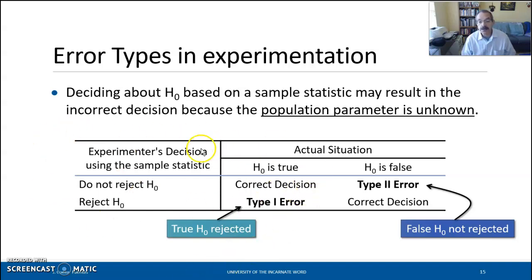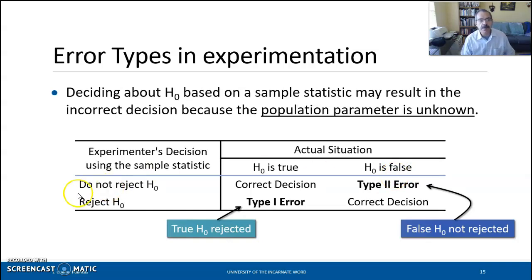This table summarizes the errors that we can commit when making a decision about a null hypothesis. Here on the left side of that table, we have the experimenter's decision based on the sample statistic. And he can either not reject the null hypothesis or reject the null hypothesis. On the right side of the table, we have the actual situation. So we have the situation where the null hypothesis is true, or when the null hypothesis is false. All right, let's look at the consequences of each of these decisions.